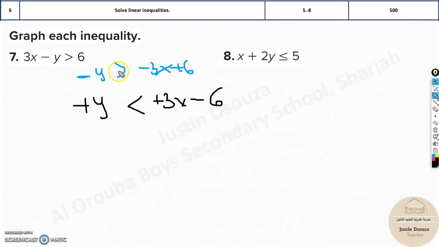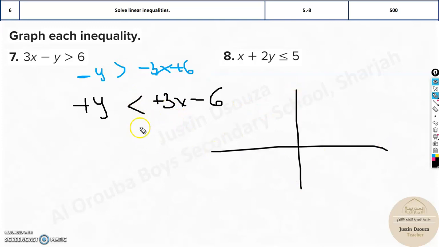Otherwise, you can think like this. You're taking this over here. Okay. Y will be less than, and all these two terms are coming to the other side. They are greater than now, isn't it? You're just swapping them. So adding both the sides by y and then subtracting both the sides by minus 3x plus 6. So a simple way is just change all the signs and change the inequality sign.